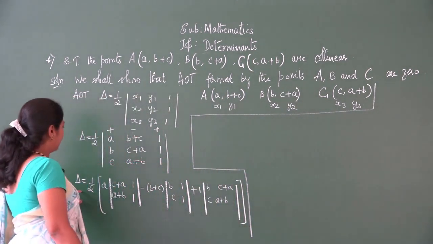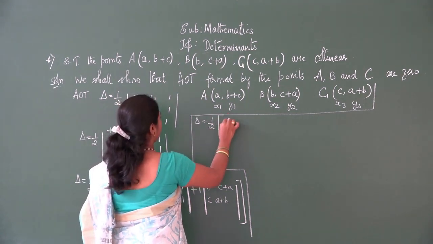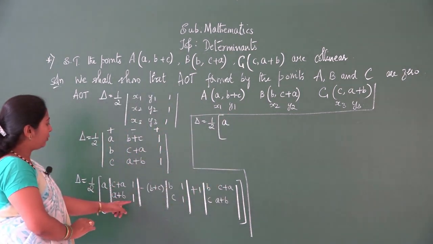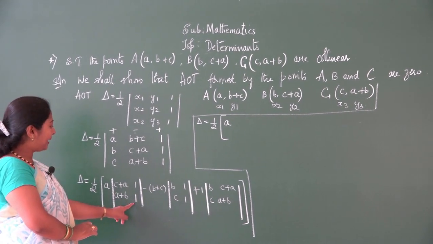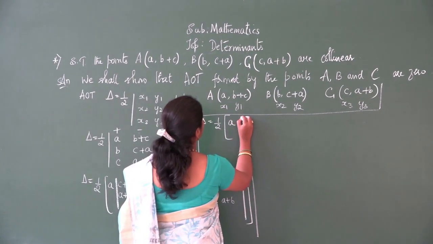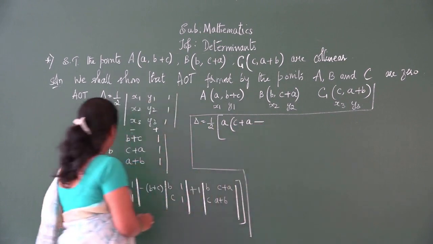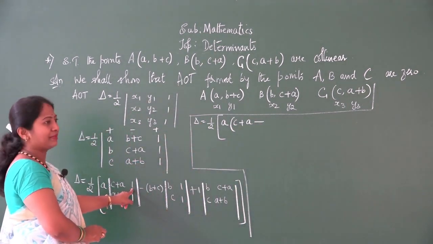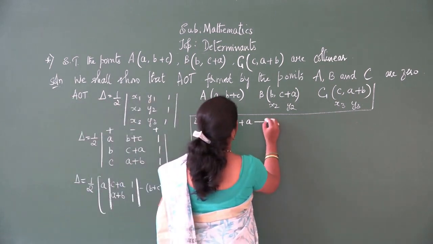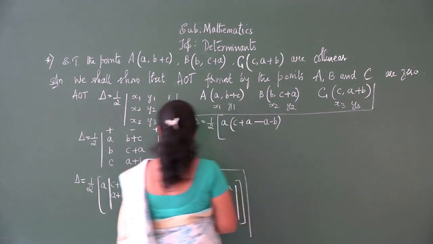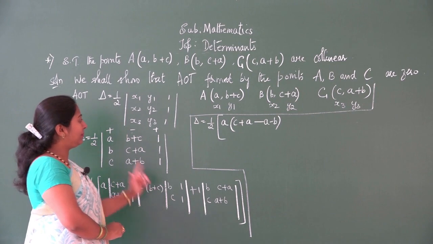So, expanding the determinant, we get delta is equal to half into A into C plus A into 1. That is product of the principal minus product of the secondary. C plus A into 1 is C plus A, the formula is with minus, A plus B into 1 is A plus B. When you multiply by minus sign, we get minus A minus B. Similarly, when you multiply minus of B plus C, what do we get? Minus B minus C.